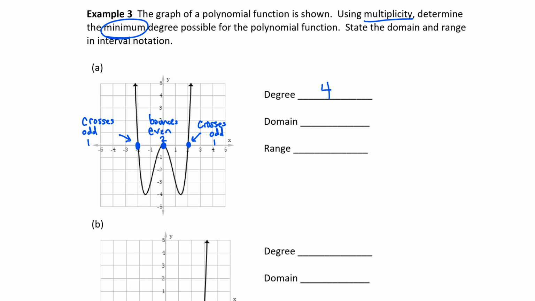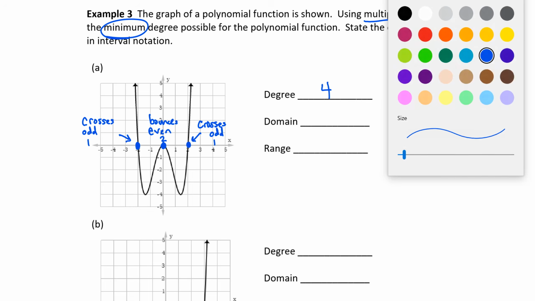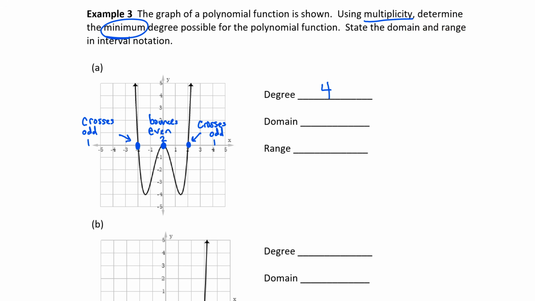Now, from those zeros, we can also begin formulating the polynomial itself. The zero here is -2, the zero here is 0, and the zero there is 2. So if the zero is -2, then it came from a factor x plus 2. I'm just going to write it down here below.